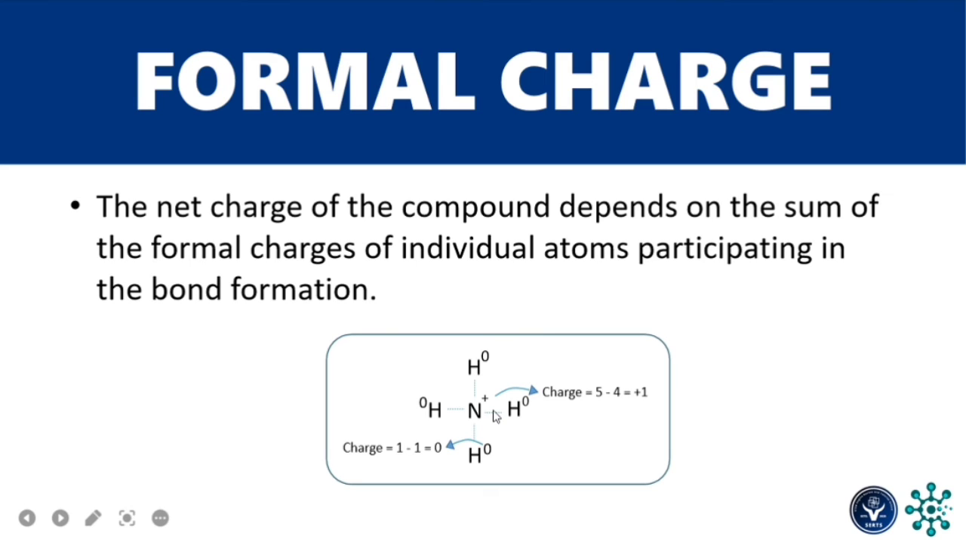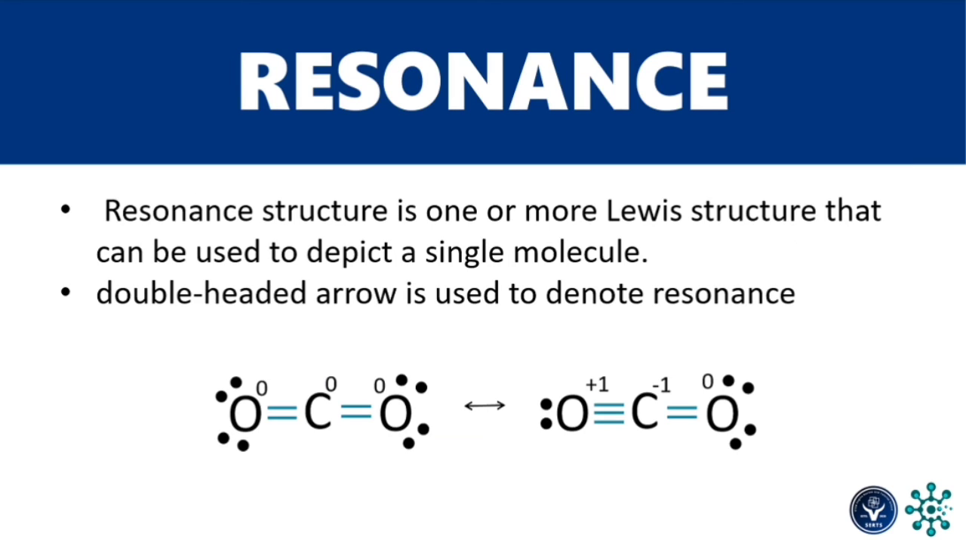Now hydrogen has 0 charge because we know that hydrogen's valence electron is 1. The number of valence electrons associated to it in the bond is also 1. That is why its charge is 0. Now we have mentioned that the net charge of the compound depends on the sum of the formal charges. So the formal charge of NH4 is +1.